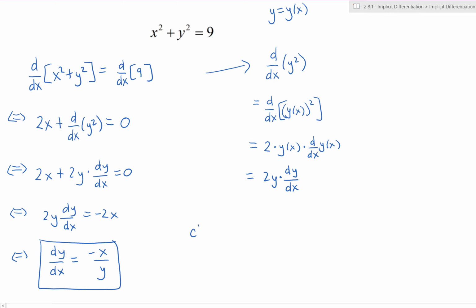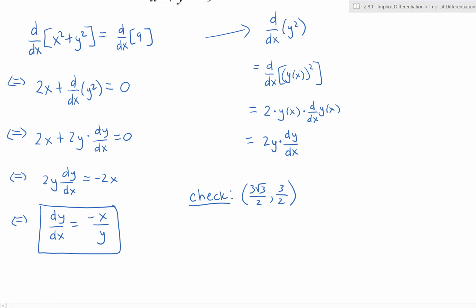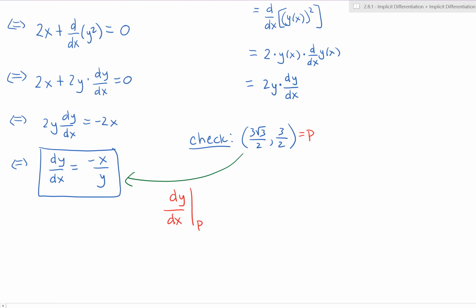So let's just check. Remember earlier, we had that ordered pair, 3 root 3 over 2, comma, positive 3 halves. We found that the slope was equal to negative root 3. Let's plug those x's and y's into this formula and see what we get. All right, so dy dx, evaluated at this point, let's just call this point P so I don't have to write it again, is going to be equal to, plug it in: negative x on top, negative 3 root 3 over 2, all divided by the y value, 3 halves.